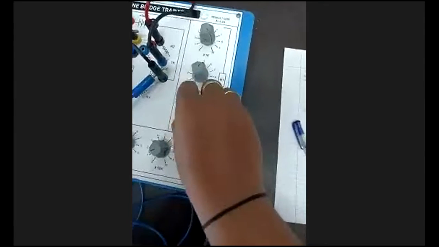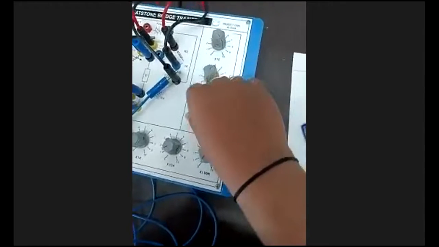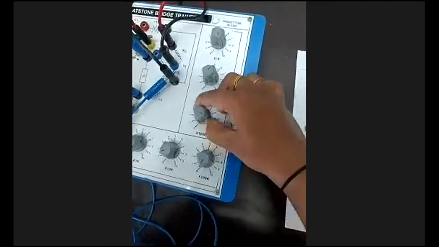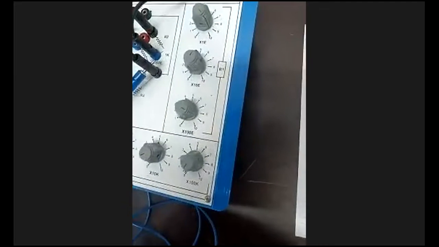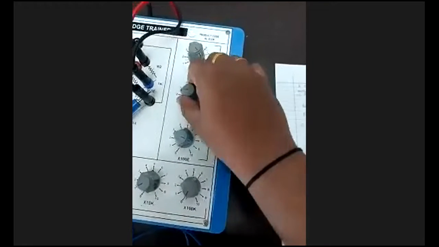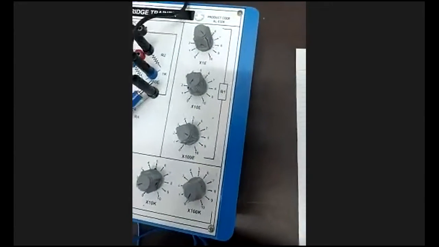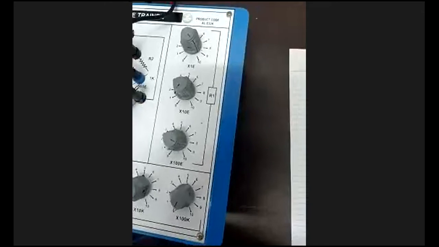I will consider here 1, 2, 3, 4, 5, 6, 7, 8, 9, 10. 10 into 10, how much is it? 10 into 100 plus 1, 2, 3, 4, 5, 6, 6 into 10 plus 10 into 1, that is 10 there now. 10 into 100, how much? 1000 plus 6 into 10, 60 plus 10 here now. So 1070 ohm, 1070 ohm is there. Okay.